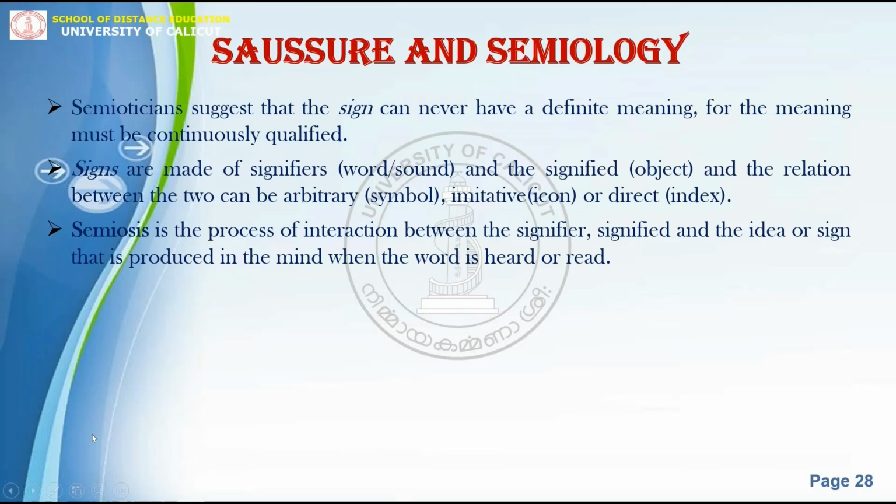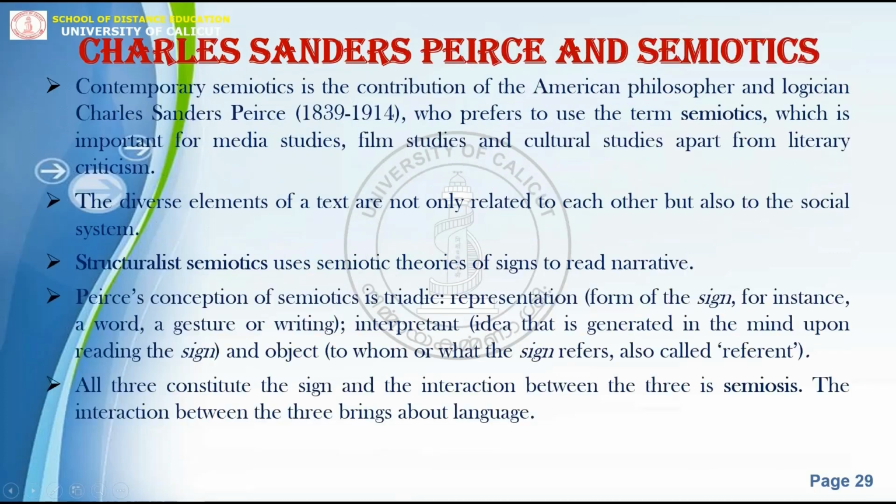Then semioticians suggest that the sign can never have a definite meaning, for the meaning must be continuously qualified. Signs are made of signifier, that is word or sound, and the signified, that is object, and the relation between the two can be arbitrary, that is symbolic, imitative, that is iconic, and direct, that is index. Semiosis is the process of interaction between the signifier, signified, and the idea or sign that is produced in the mind when the word is heard or read.